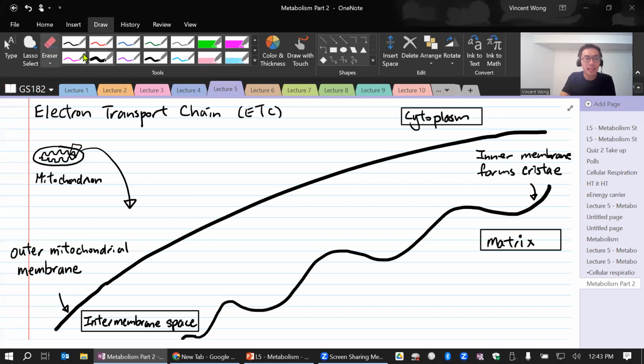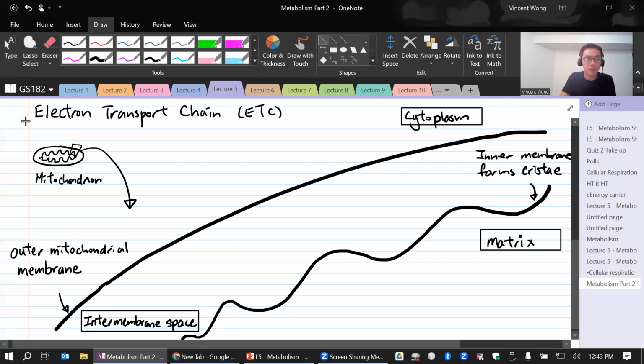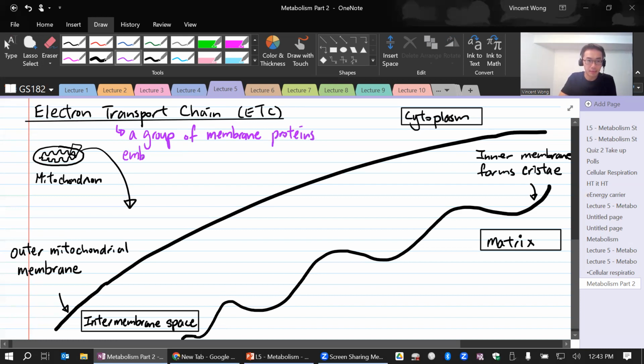Okay, so what is the electron transport chain? Right? What is the electron transport chain? That is basically a group of membrane proteins embedded in the cristae.